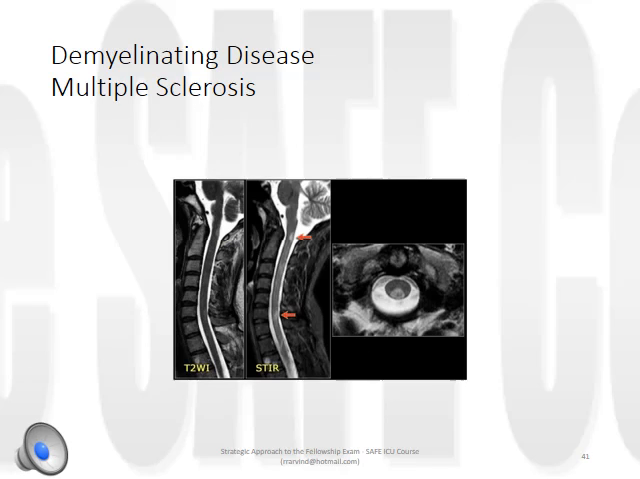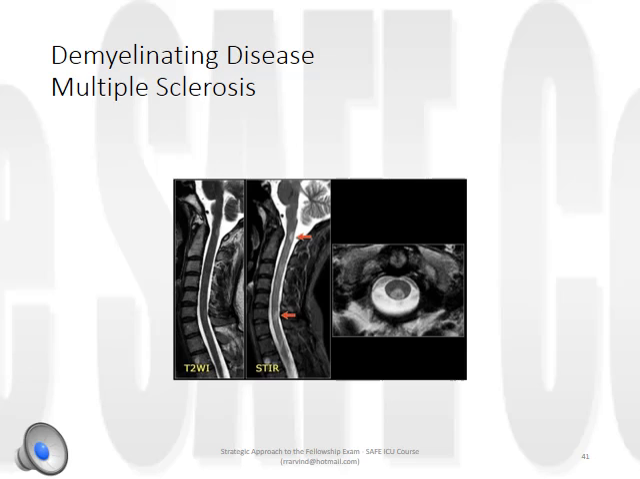In demyelinating disease such as multiple sclerosis, the MRI images are a little bit more variable. You can see here on the left is the T2 image, and you can vaguely make out that there are some ill-defined lesions at the level of C2 and then possibly down at the level of C4, 5 and 6. The image in the middle is the STIR image, and those lesions become a little bit more defined. But this combination of relatively clear lesions and some foggy areas on the STIR is characteristic of multiple sclerosis.